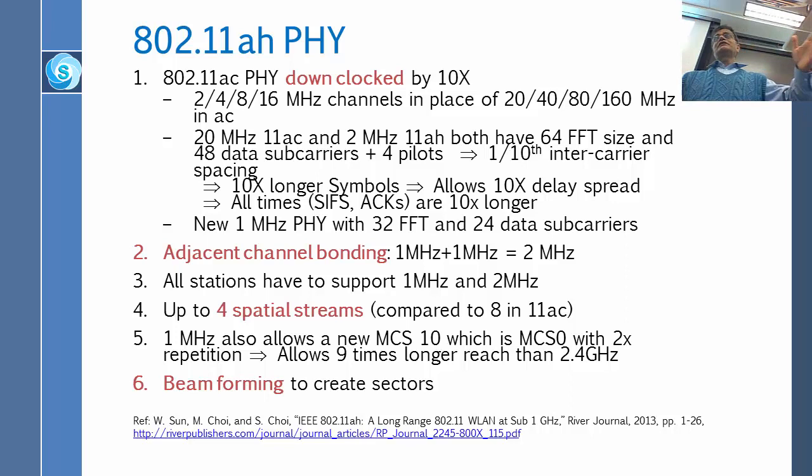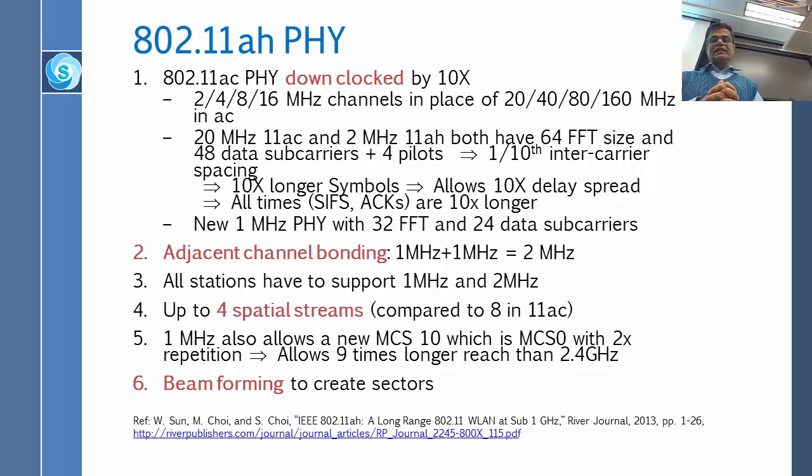If the symbol duration is large, that means now you can sustain 10 times more multipath. So basically it can go longer distances. This is basically the reason that they kept the same number of carriers, so that they can sustain longer multipath interference. And all the time values are 10 times longer basically because of that.